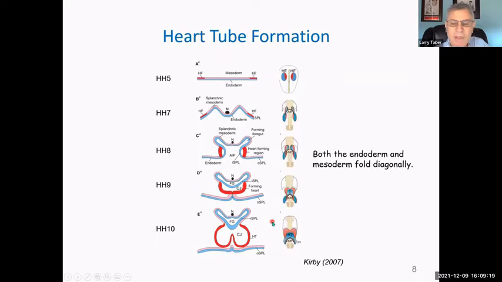But about 15 years ago, Margaret Kirby's group found that the heart fields don't fold like this. Instead, they fold diagonally toward the midline, and this brings the outer portions of the heart fields to create the lower part of the heart tube, and the inner portions in red create the upper part of the heart tube.